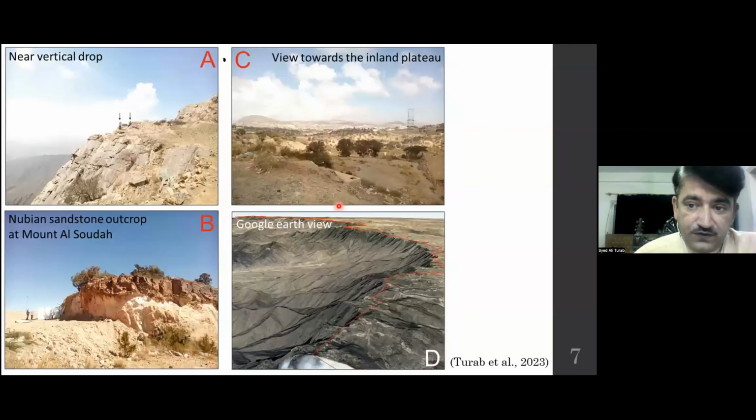Okay, some field photographs. Here in this one, a near vertical drop from the top of the escarpment, the two arrows show two persons standing here for scale. In B, the Nubian sandstone outcrop at Mount Al Suda, and you can see the view towards the inland plateau. And D is the Google Earth view of the escarpment region and the inland plateau.